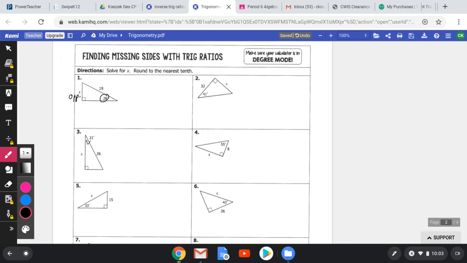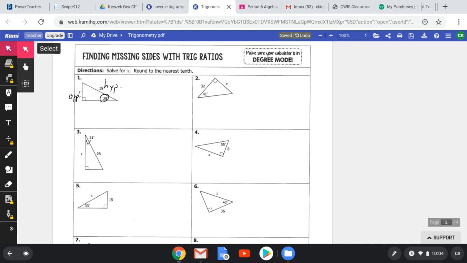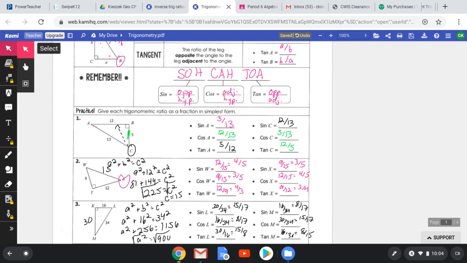And then what would be the 19? That's the hypotenuse. So then you would go back to your notes and you say, okay, which trig function deals with opposite hypotenuse? And if you remember the mnemonic thing, SOHCAHTOA, you would realize that it's SO or sine. Because what is sine? As we look back here, sine is opposite over hypotenuse.